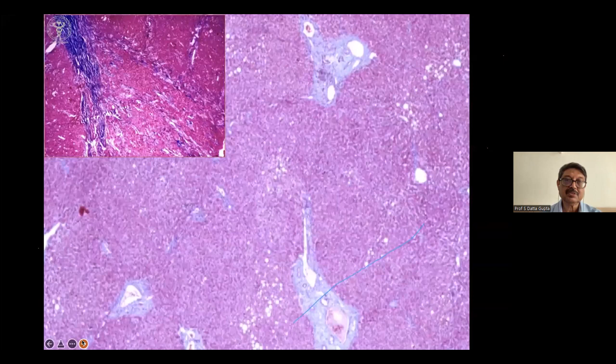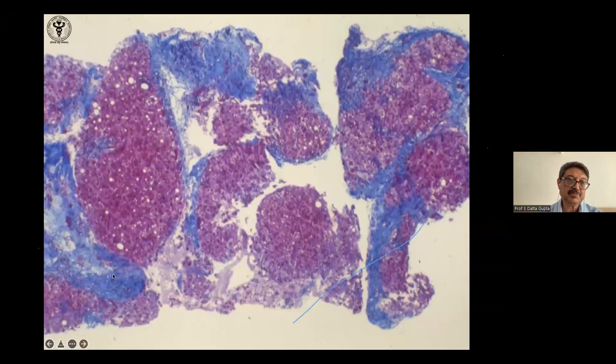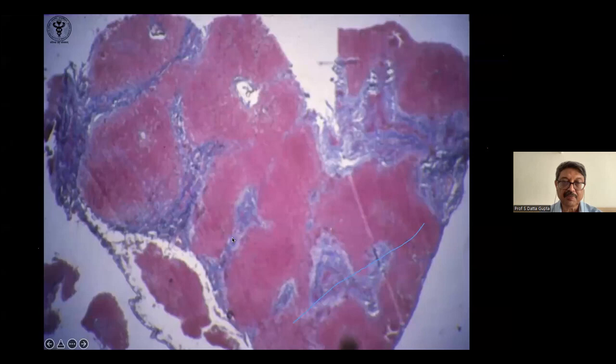The Masson's trichrome is also helpful. The Masson's trichrome tells you collagen. It helps in identifying cirrhosis. Cirrhosis with rounded nodules is mainly because of hepatitis, post-hepatitis. Cirrhosis with these geographic nodules is because of metabolic liver disease or because of biliary obstruction.